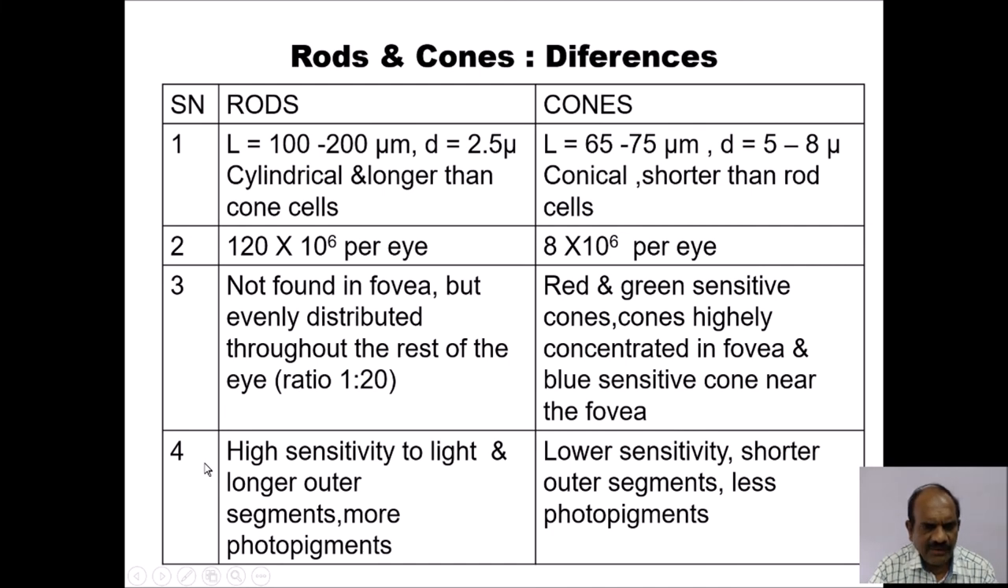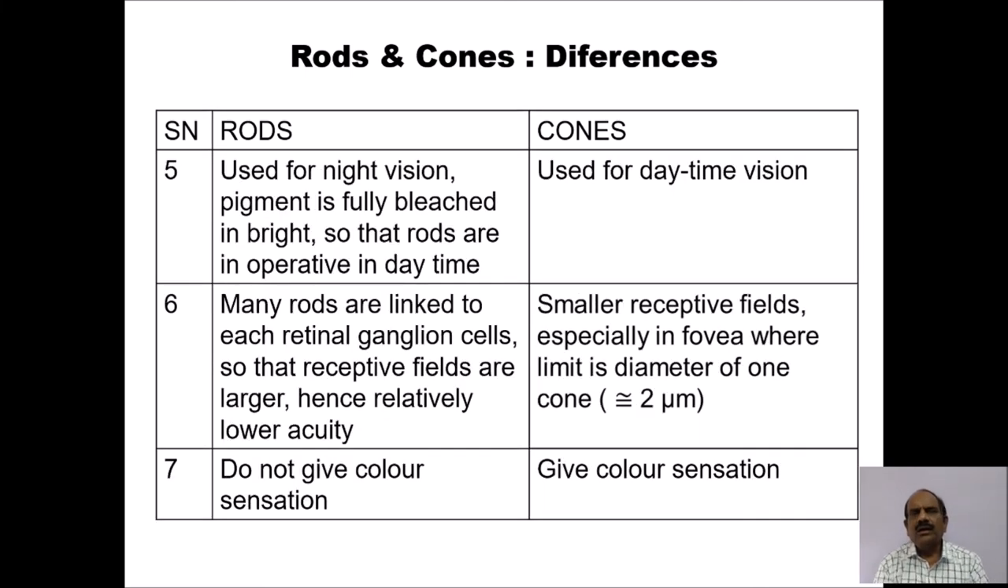Rods have high sensitivity to light, longer outer segments and more photopigments as compared to the cones. Cones have lower sensitivity to light. They have shorter outer segments and less photopigments as compared to the rods. The rods are used for night vision. Pigment is usually bleached in bright light, so rods are inoperative in daytime, but the cones are used for daytime vision. Many rods are linked to each retinal ganglion cell, so their receptive fields are larger, hence relatively lower acuity. Cones have smaller receptive fields, especially in the fovea, where the limit is the diameter of one cone, approximately 2 micrometer. The rods do not give any color sensation and cones are responsible for color sensation.